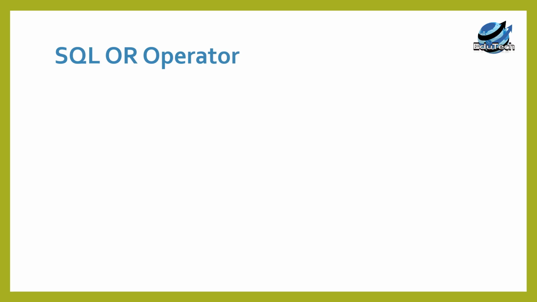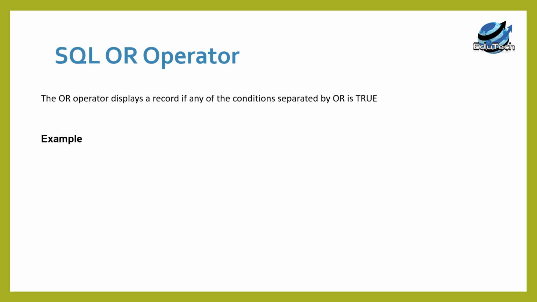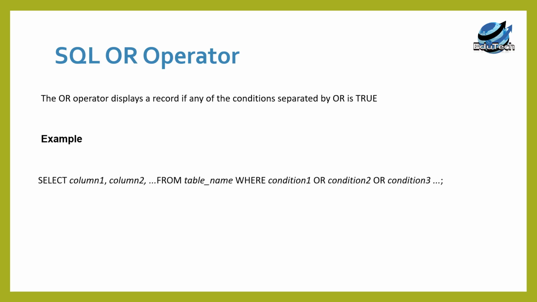SQL OR Operator. The OR operator displays a record if any of the conditions separated by OR is true. Example: select column 1, column 2 from table name where condition 1 OR condition 2 OR condition 3.